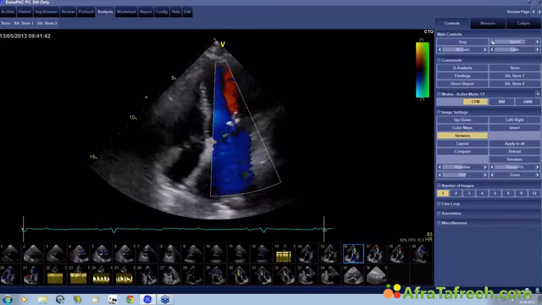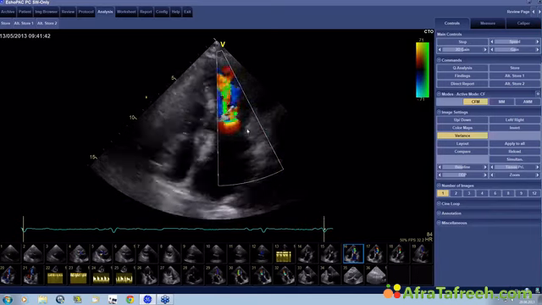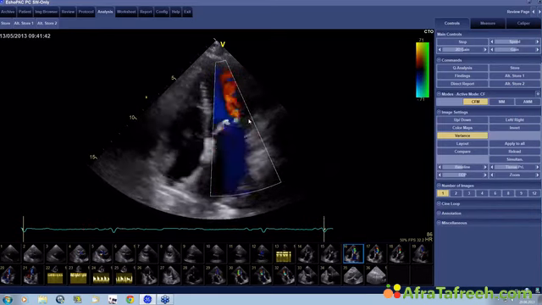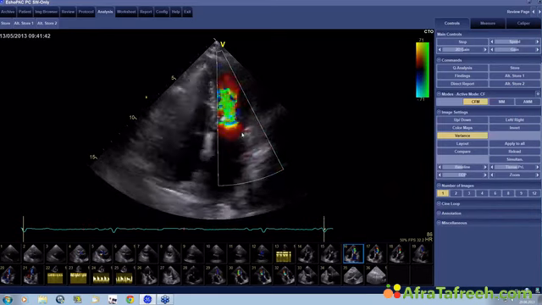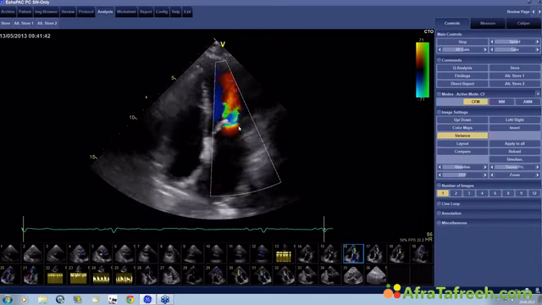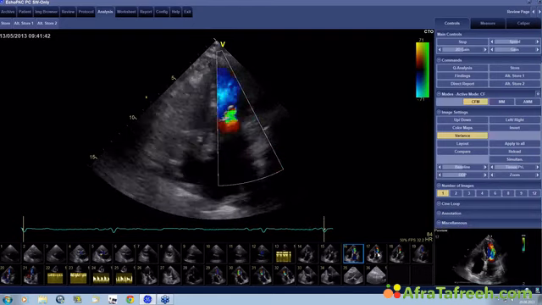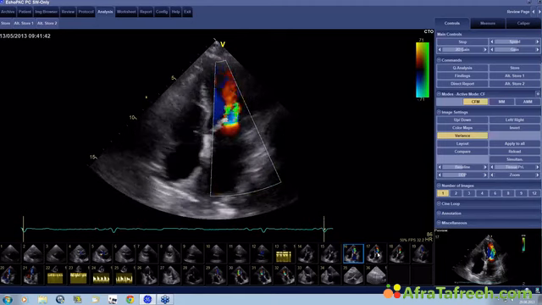I'll just turn this down a bit. Right here, you see, right here is this flow convergence zone, which just means that blood is really trying to pass through this orifice, and causes this flow convergence zone, right? Elevated flow here in this region. Good. So the diagnosis is clear.